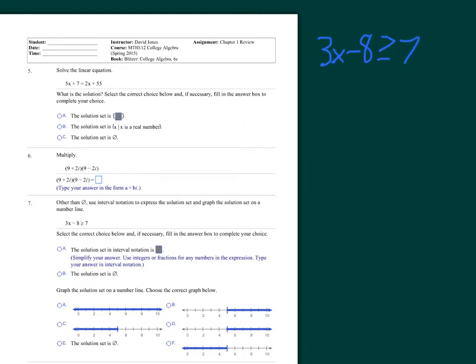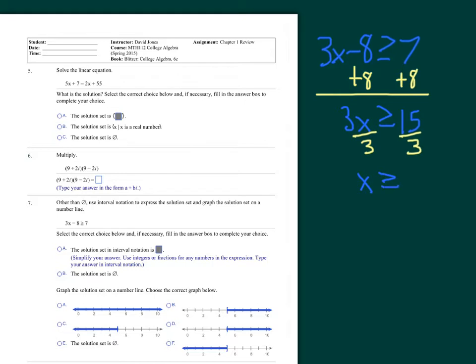Okay, number 7, 3x minus 8 is greater than or equal to 7. So we want to do some work to get x by itself. Start out by adding 8 to both sides. That'll get the 3x by itself. Make sure you bring down your inequality. 7 plus 8 gives us 15. Divide both sides by 3, and we've got x is greater than or equal to 5.